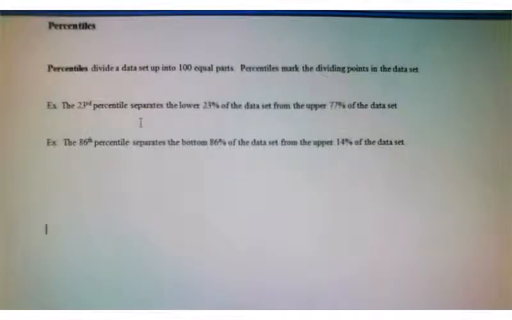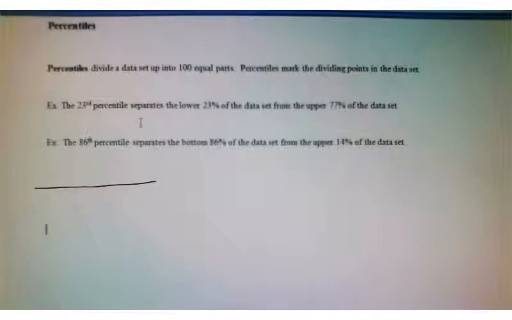Okay, the next thing we need to talk about is this term percentiles. Essentially what percentiles do is they divide a data set up into 100 equal parts. Percent means out of 100, so percentiles make the data set into 100 equal parts. The percentiles mark the dividing points in the data set. In other words, the 23rd percentile separates the lower 23% of a data set from the upper 77%.